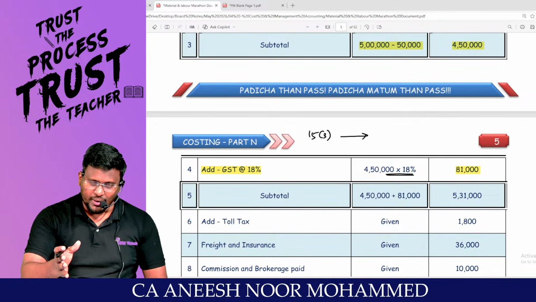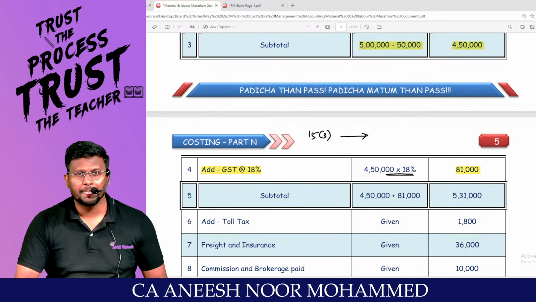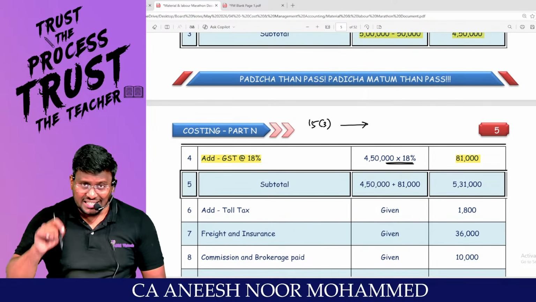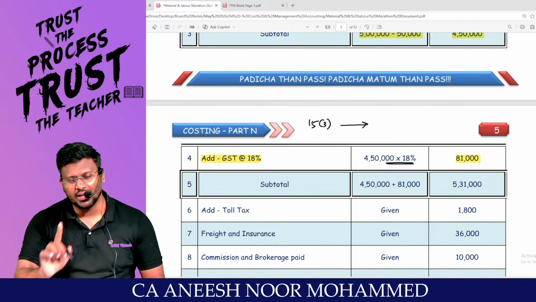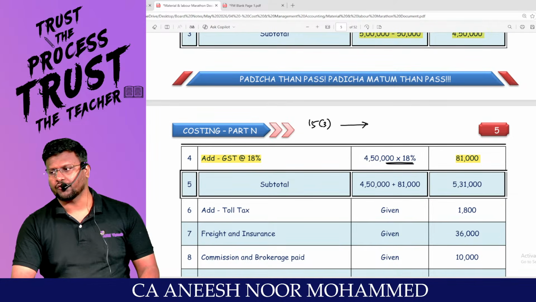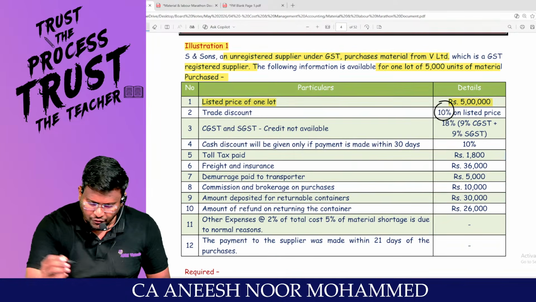If ITC is available, the GST paid cannot form part of the cost. If ITC cannot be taken, that will form part of the cost. In this case, since the recipient is an unregistered person, as per section 16, only a registered person can take ITC. So this 81,000 will form part of cost, my dear lovable students. So 4,50,000 plus 81,000 comes to 5,31,000.